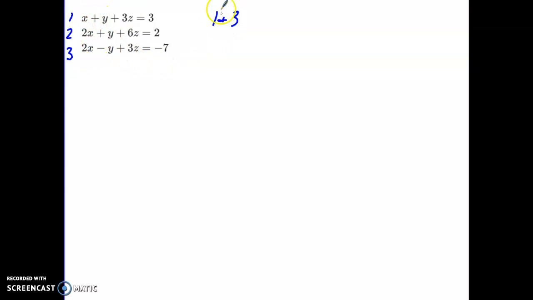X and 2x, 3x. The y's cancel. 3z and 3z is 6z. And 3 and -7 is -4. And then I can combine 2 and 3. So 2x and 2x is 4x. The y's cancel. 6z and 3z is 9z. And 2 and -7 is -5.